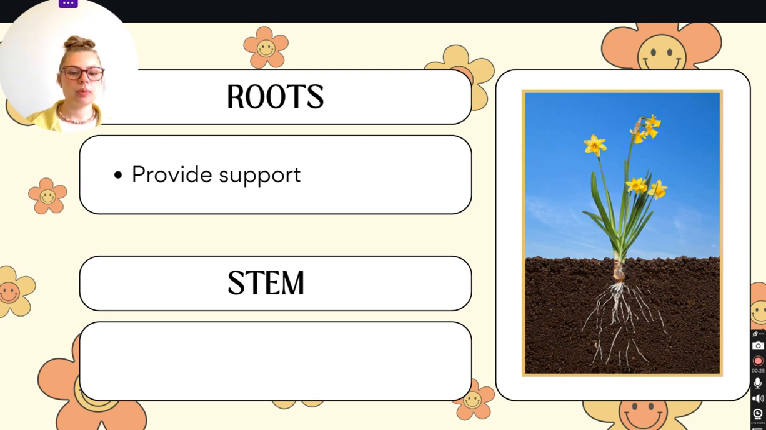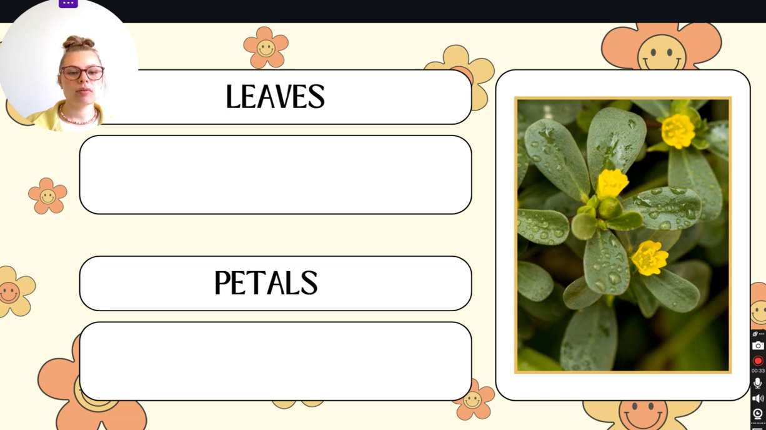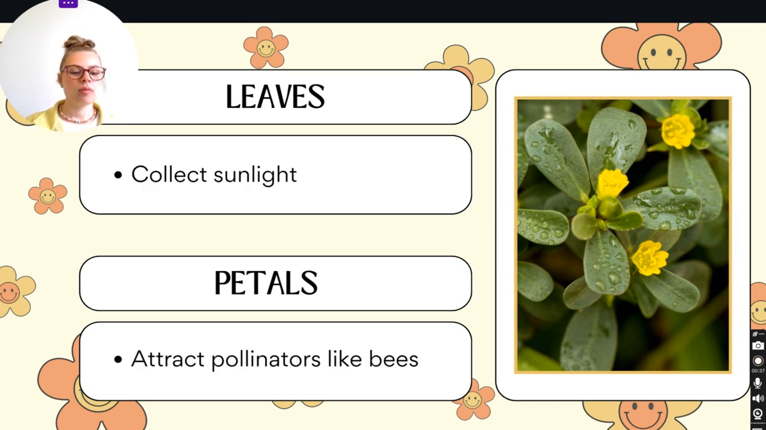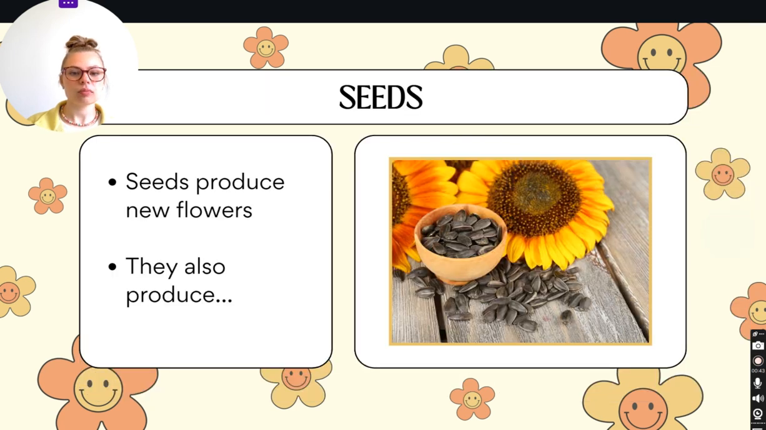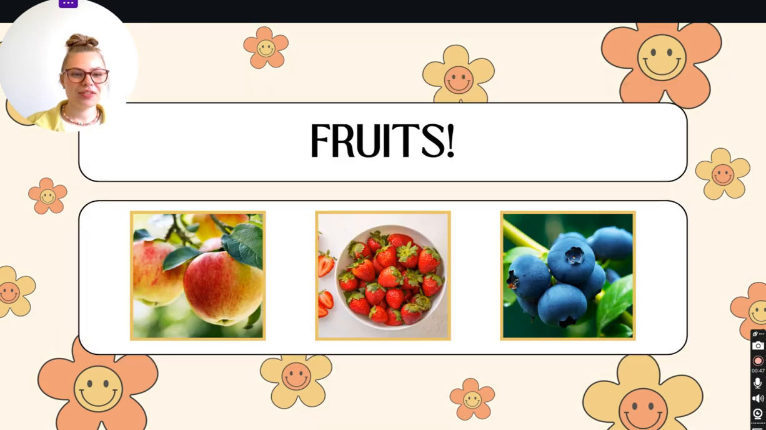So the roots provide support, the stem transports nutrients, and you can compare this to an interstate system, how cars transport goods and people. And then you'll have the leaves. So leaves collect sunlight and they also act as solar panels. And then finally, petals attract pollinators like bees, and you can also ask them if they can name any other pollinators. Then the seeds, so seeds produce new flowers, but they also produce fruits.